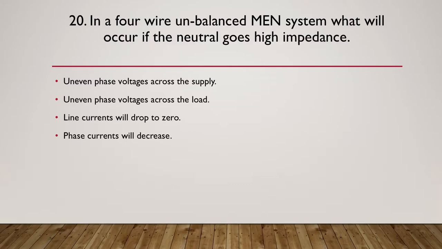Question 20. In a 4-wire unbalanced MEN, if you don't know what MEN means, it means multiple earth neutral. So in a 4-wire unbalanced MEN system, what will occur if the neutral goes high impedance?